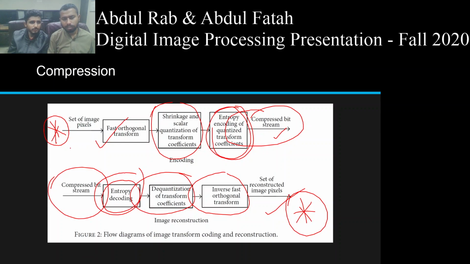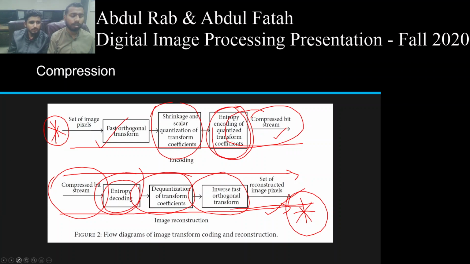That is the flow diagram of image transform coding and reconstruction. The first step was the coding of the image, and in the last step, from here to here, we moved to reconstruction of the image, right? And this is how compression works. We click on buttons, but at the back end this process happens.